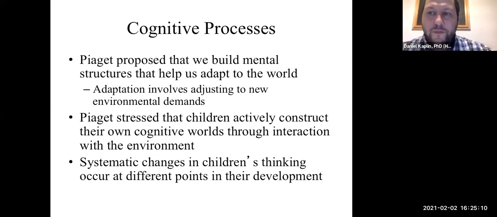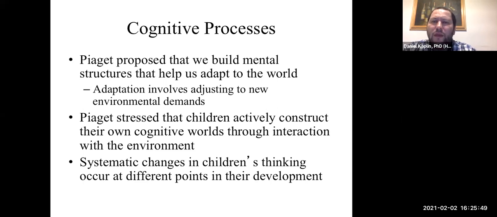Now, you may recall from a previous lesson that cognition refers to how we think or make meaning of the world. So according to Piaget, he proposed that we build mental structures that help us adapt to the world around us. And adaptation involves adjusting to the new environmental needs. Now, we'll talk about assimilation and accommodation and things of that nature, which are processes of adaptation as we progress, but let's frame it here.